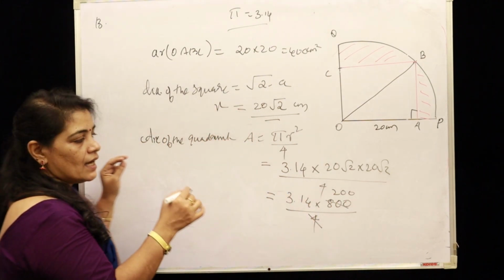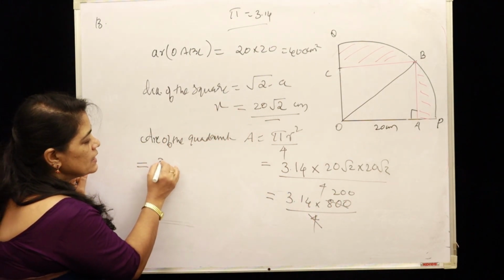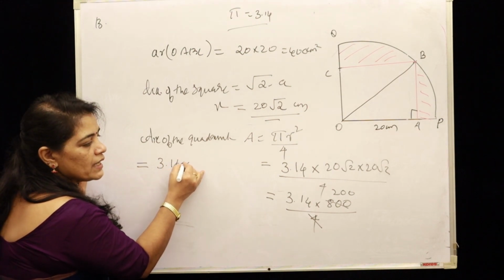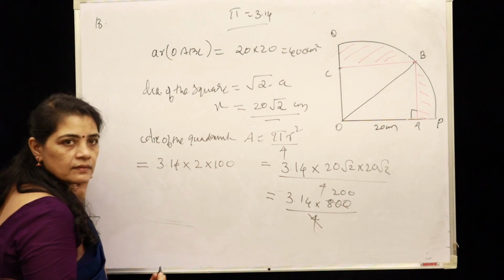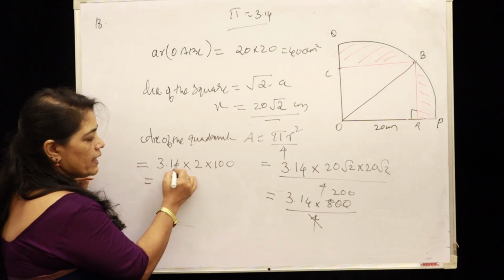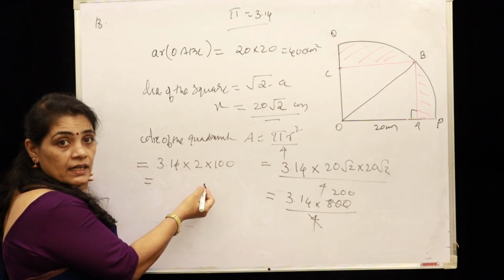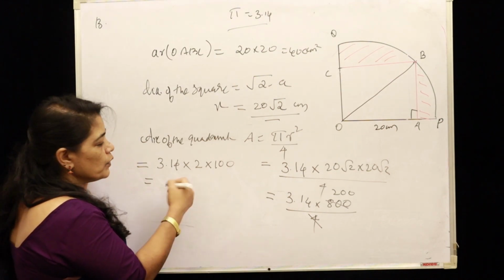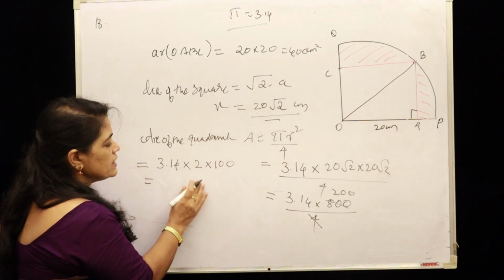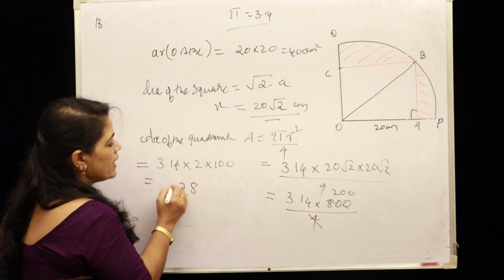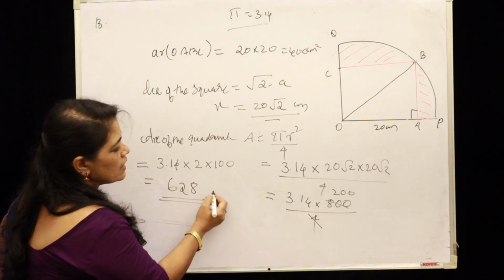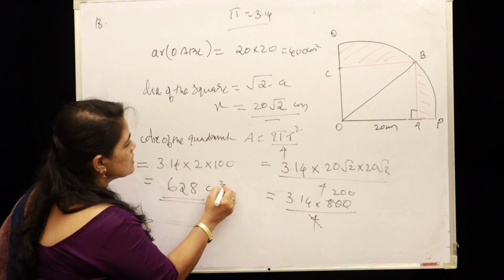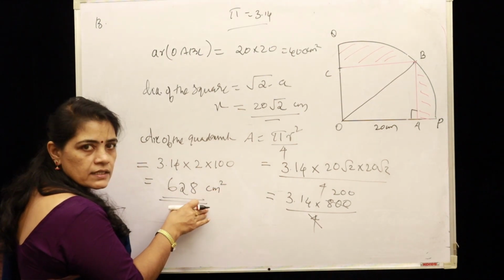And see the next calculation. I will make it easier. 3.14 into 200. 200 can be written as 2 into 100, right? So multiplication, you will get 314, then two decimal places. So 8, 2 and 6, that is 628 centimeter square. This is the area of the quadrant.